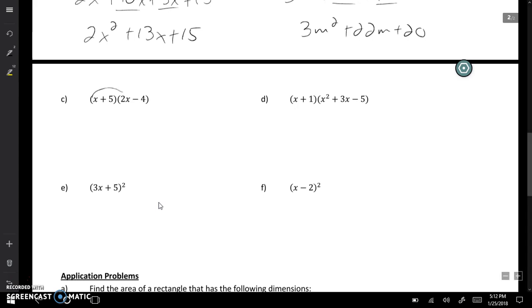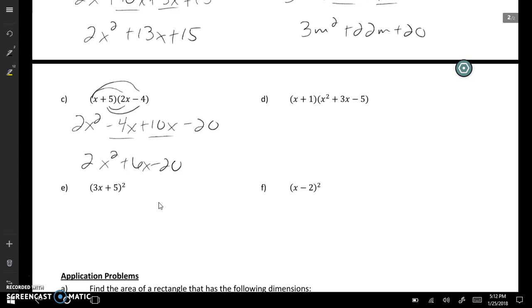Okay, here we go. X times 2x is 2x squared. X times -4 is minus 4x. 5 times 2x is 10x. 5 times -4 is minus 20. Combine these like terms here. You get 2x squared plus 6x minus 20. That's it. Okay. Now, try D.